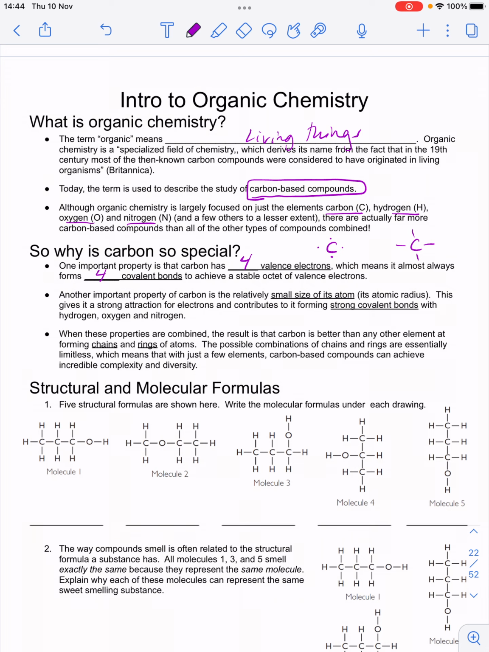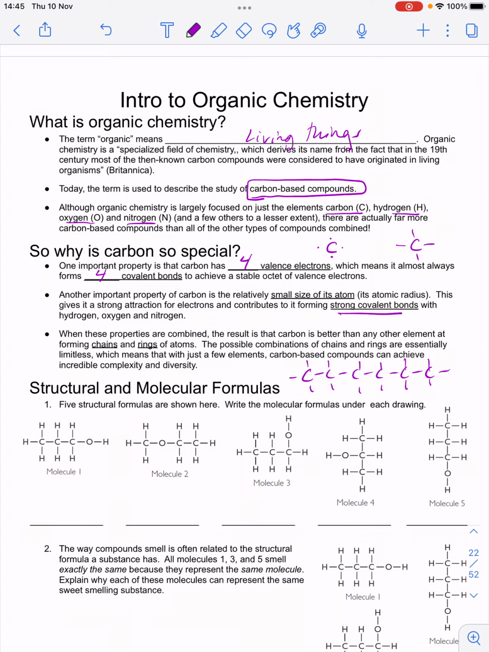That, combined with the fact that carbon is a relatively small atom, means it has a strong attraction for electrons compared to other elements that have 4 valence electrons. And that means it forms really strong covalent bonds with hydrogen, oxygen, and nitrogen. So you end up with lots of different molecules, relatively stable. Carbon can also form chains with itself, chains thousands and millions of atoms long. So the carbon backbone of a lot of molecules is really important.